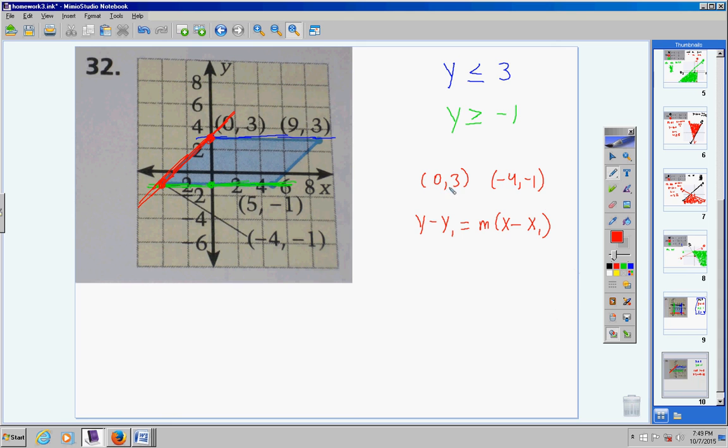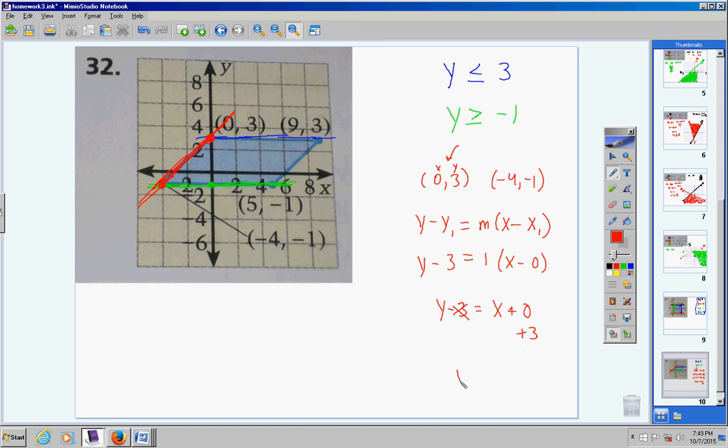Now, which ordered pair do you want to use? Either one's fine. I like this one because there's a 0 in it. This is my x. This is my y. We just found my slope. My m is 1. So y minus my y, which is 3. X minus my x, which is 0. 1 times x is x, 1 times 0 is 0. Now bring the 3 over and make it positive.